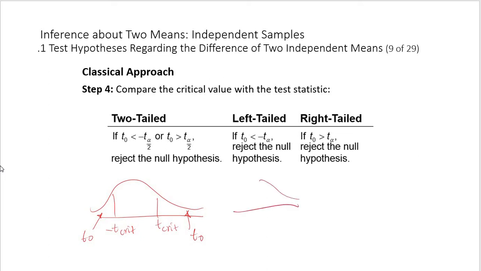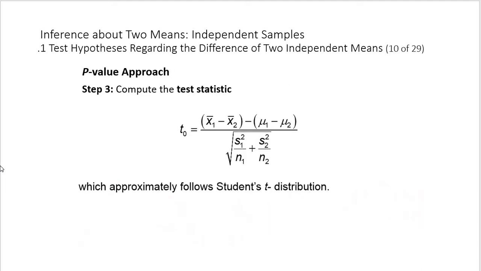If we have a left-tail test, then we're going to find negative t-critical. And if t naught happens to be less than t-critical, we're going to reject the null hypothesis. Otherwise, we're going to fail to reject the null hypothesis. If we have a right-tailed test, then we're going to compute t-critical. And if t naught happens to be bigger than t-critical, we're going to reject the null hypothesis. Otherwise, we will fail to reject the null hypothesis.